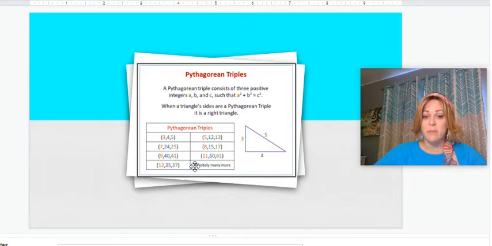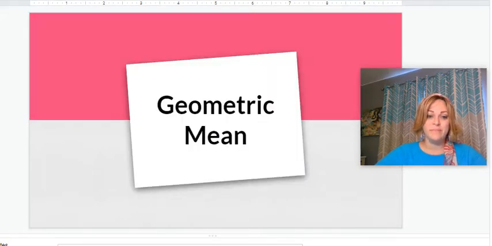And here's a list of other Pythagorean triples that are common. But the 3, 4, 5, those are the most common Pythagorean triples that you will see. Each of those A, B, and C are whole numbers.